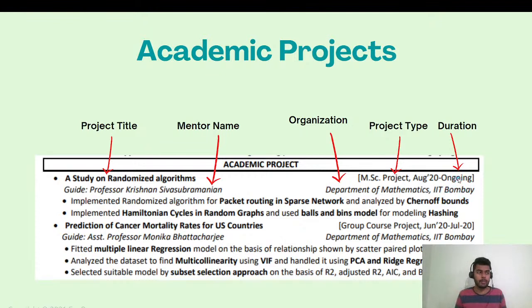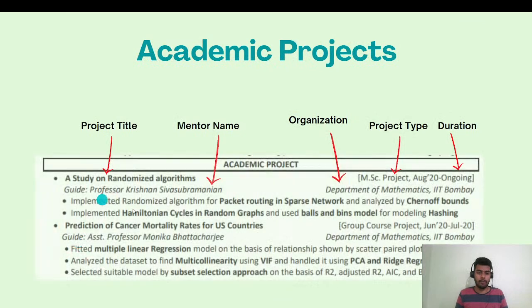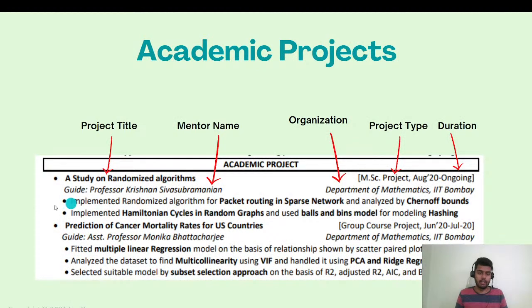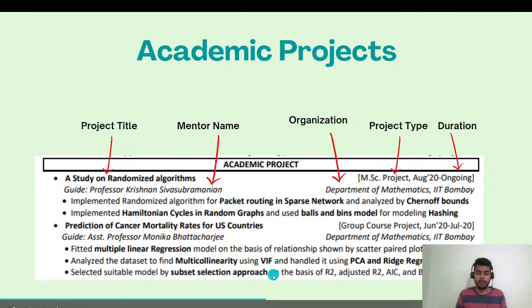Let's say you are doing some self project, you have started working on some points, and you are still working. You can mention those things under ongoing. So you mention the start date, and then ongoing. It means that you have started the project, you have done some part, and the project is still ongoing. Okay, so this is the academic project. Obviously, you can write multiple academic projects this way, or you can write pointers also. And you can see that some keywords have been bolded intentionally.